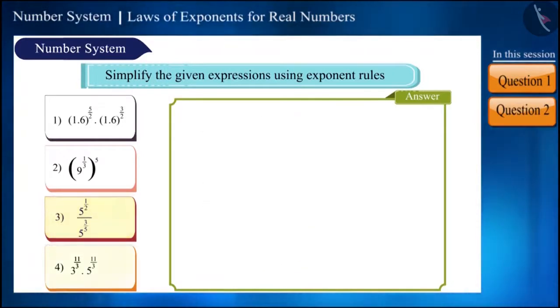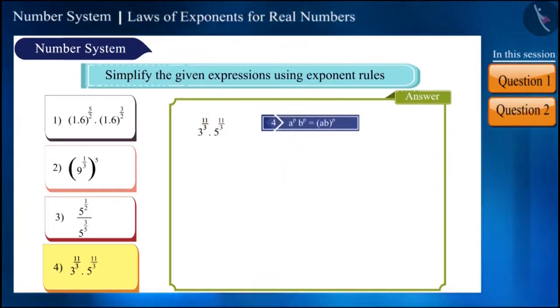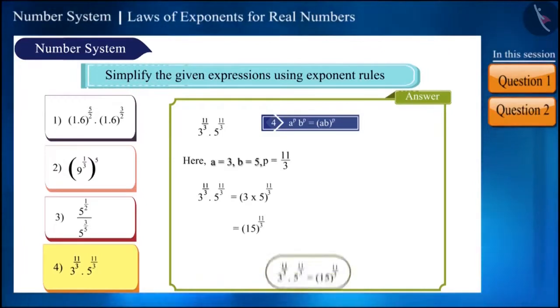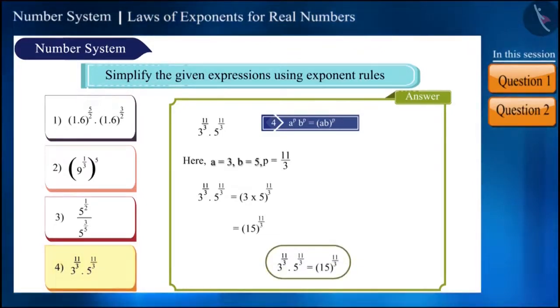Now look at the last number. Here the base is different and the exponents are the same. Here we will use the rule of exponents. Here a equals 3, b equals 5 and p is equal to 11 by 3. We get 3 multiplied by 5 raised to the power 11 by 3. We can also write it as 15 raised to the power 11 by 3 like this.